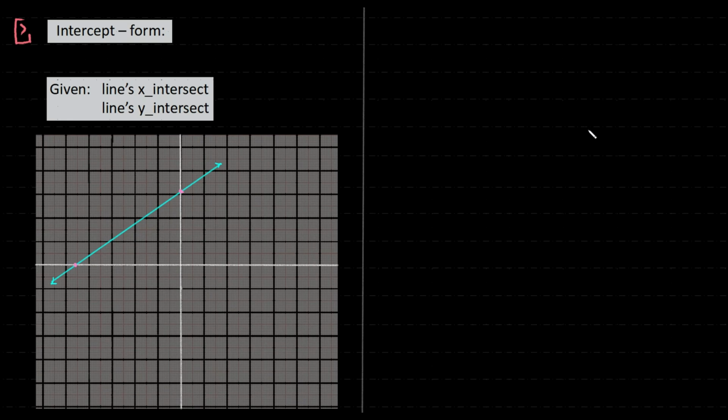If we have the information of the x-intercept and y-intercept, that is the points where the line is crossing the x and y axis. So we'll take this as (0, y naught), and this is (x naught, 0). If we have this information, how can we figure out the equation of the line?